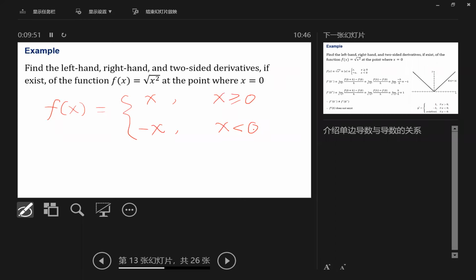So can you find the left-hand and right-hand derivatives first and decide whether the derivative of this function exists at the point where x equals 0? Okay, I'll give you 2 minutes to think about this question here.